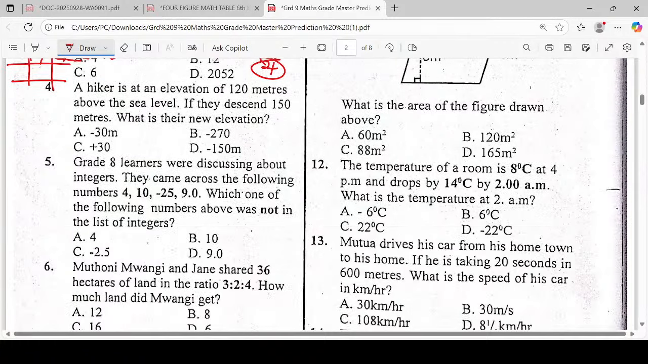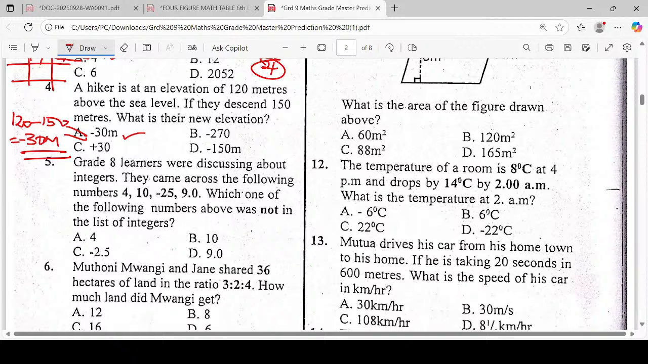A hiker is at an elevation of 120 meters above sea level. If they descend 150 meters, what is their new elevation? Remember, learners, this is like saying 120 minus 150. So this becomes negative 30 meters. Looking at your choices, it is A for apple. Remember to consider the sign of the number.